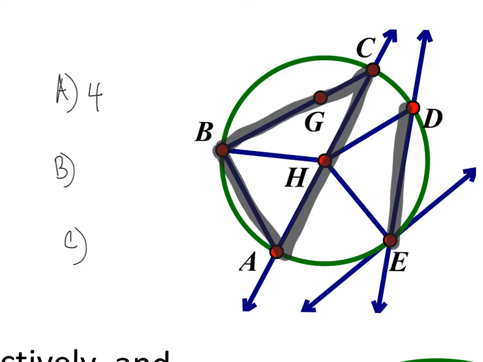The second question says what's the longest of those chords? So the longest chord has to be the diameter, which is AC. The third question says, how many tangents do we have? So we have 1 tangent right there.